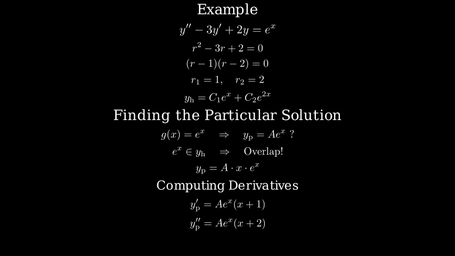Since this must equal our right side, e to the power of x, we have a times negative 1 times e to the power of x equals 1 times e to the power of x. Therefore, a equals negative 1. So, our particular solution is y sub p equals negative x times e to the power of x.